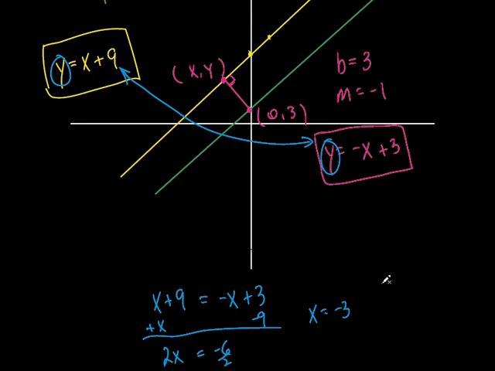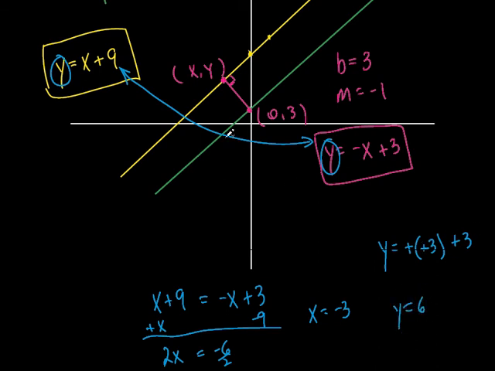The negative x plus 3? Okay. So y equals negative x, which is what? It's negative 3, correct? So it's positive 3, and then plus 3. So again, that's positive 3 plus 3, so y is 6.